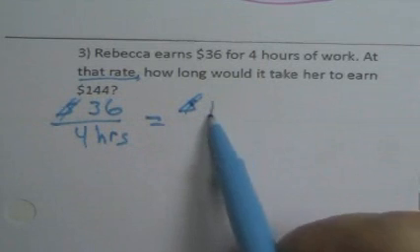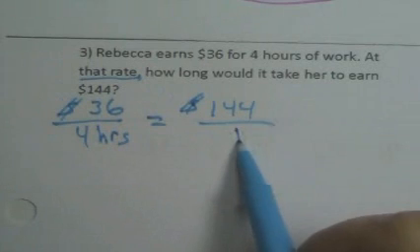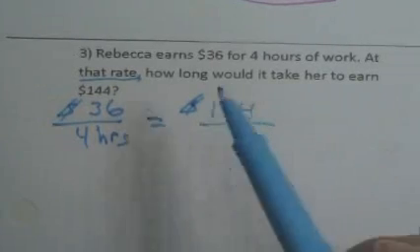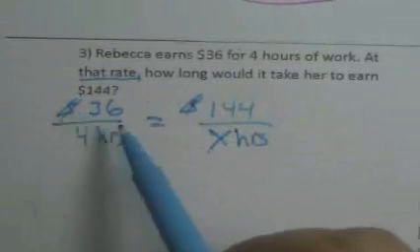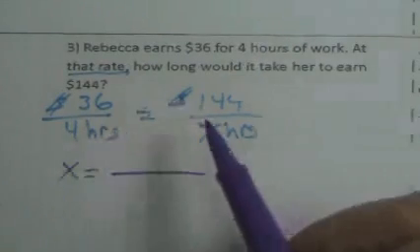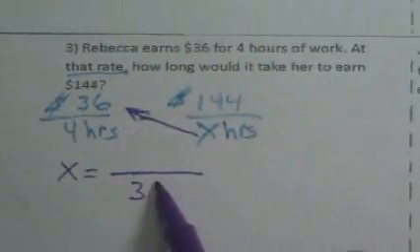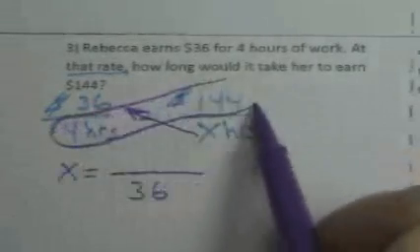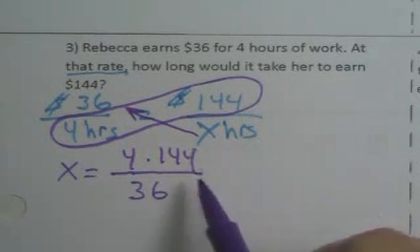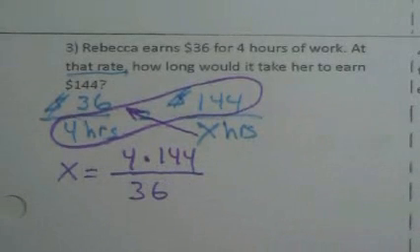So I'm just going to make a proportion out of this, and I want to find out how many hours I have to work to make $144. Dollars over hours, dollars over hours. So I'm trying to solve for x. So remember the one diagonal goes on the bottom. And the other two, this is our shortcut, remember, the other two numbers go on top. So I have 4, and I have 144. Okay, so now all I have to do is just reduce and find my answer.